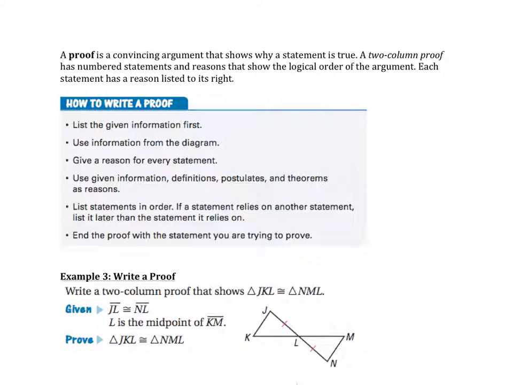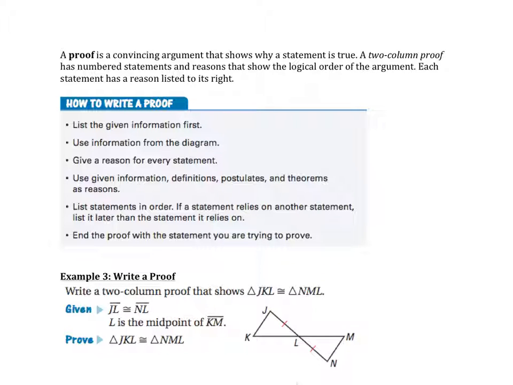In this lesson, we are going to learn about a proof. A proof is a convincing argument that shows why a statement is true. A two-column proof has numbered statements and reasons that show the logical order of the arguments. Each statement has a reason listed to the right. So how do we write a proof?